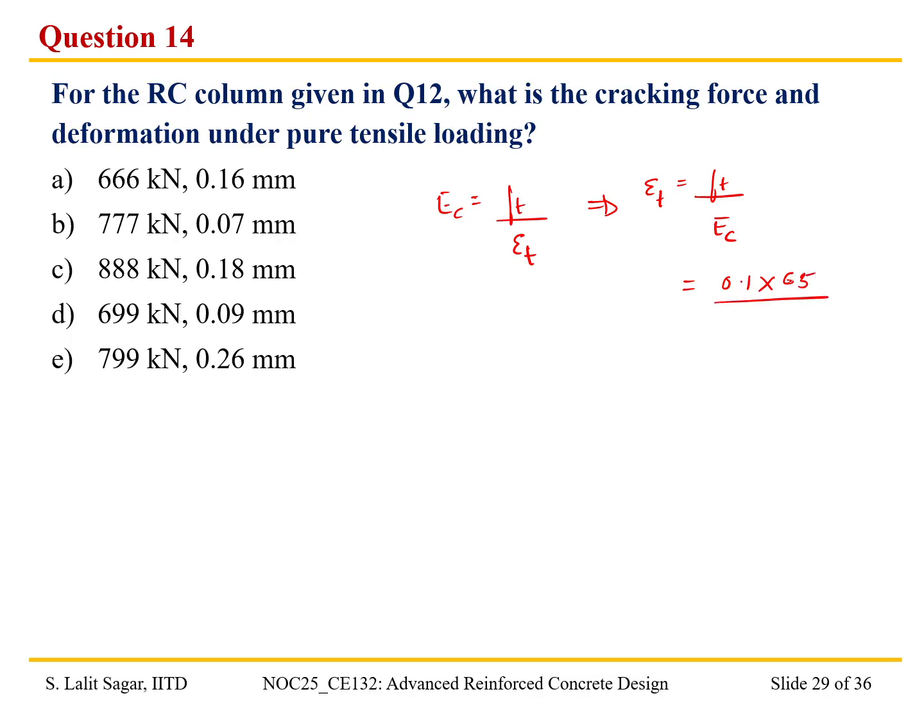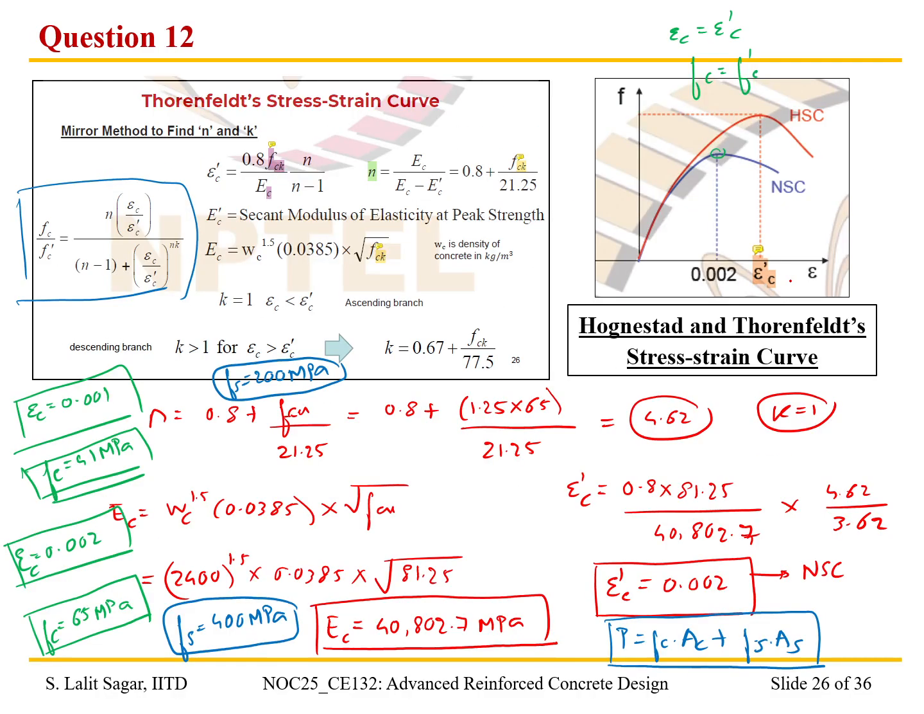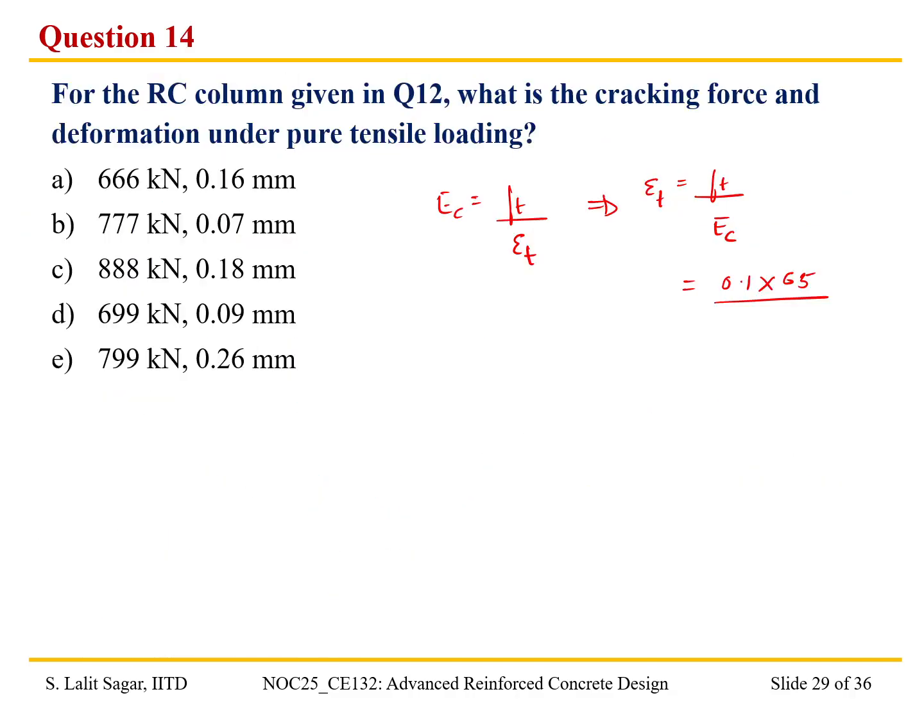And what is the value of Ec that we calculated earlier? The value of Ec is 40,802.7, which gives us the value of epsilon t as 15.9 into 10 to the power minus 5.